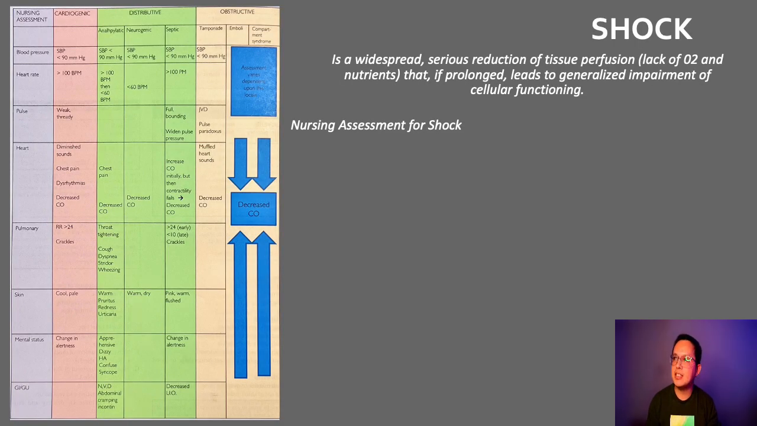In front of you is a table for nursing assessment of patients with shock. I categorized it, taking it from Quellar's 2020 Comprehensive Review for the NCLEX RN Examination, 6th edition. Blood pressure: in patients with cardiogenic shock, it is less than 90. For distributive shock, everything is less than 90. For all types of shock, you will see that the systolic blood pressure is less than 90.